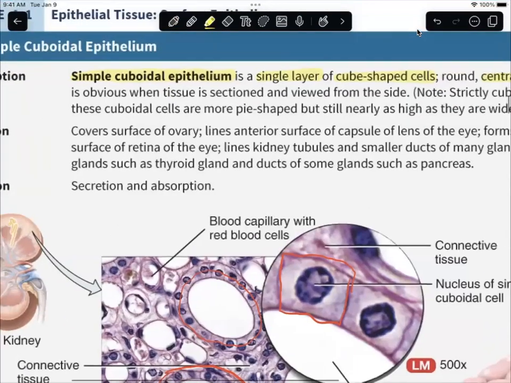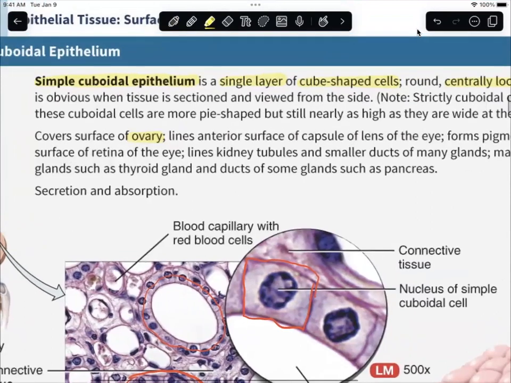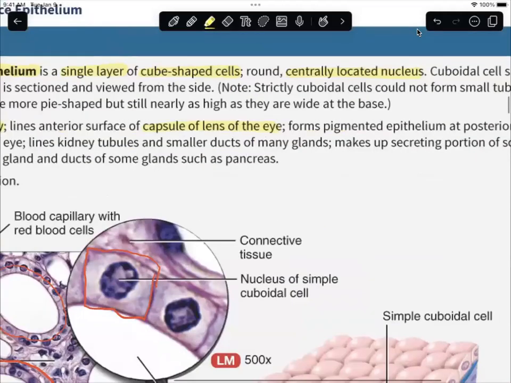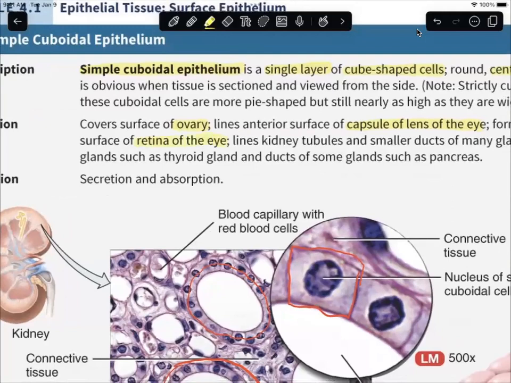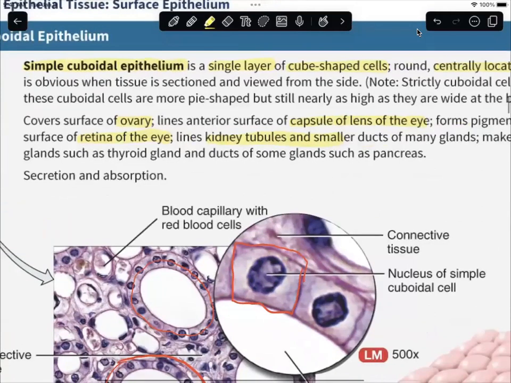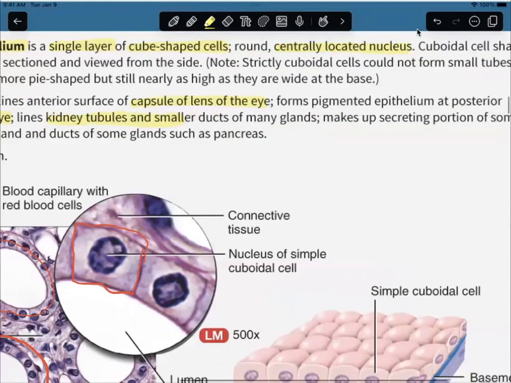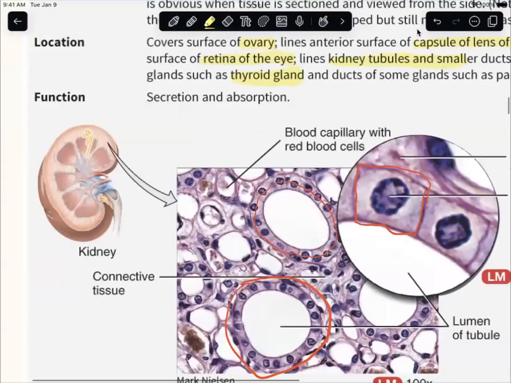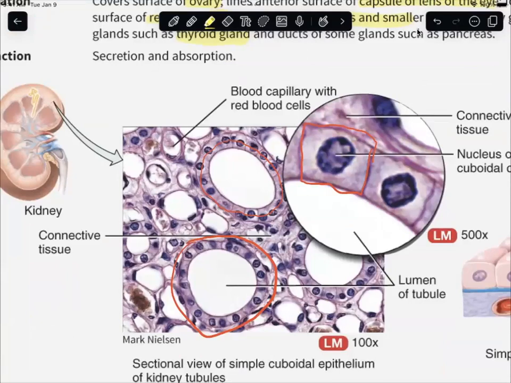Okay, where do we find these? In females, it's on the ovaries. The lens of your eye. So the lens is where you focus light into the back of your eye so you can see. So part of that retina, the back of your eye. In your kidneys, again, there's areas that are lined with this simple cuboidal. The thyroid gland, this picture is part of the, or no, this is the kidneys. I was about to say, it looks kind of like the thyroid gland, but the cells around it make it look different. But this is a picture from inside of the kidney.